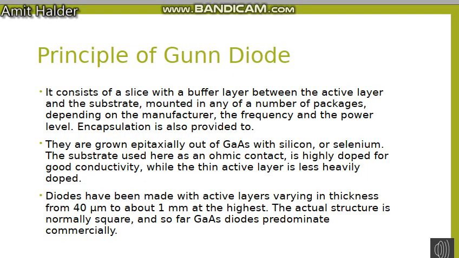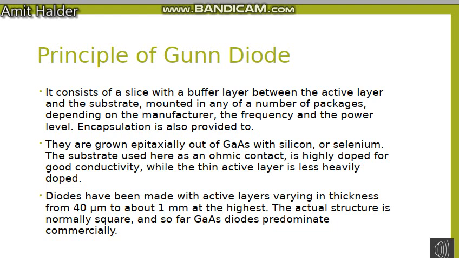Now, what's the principle of Gunn diode? It consists of a slice with a buffer layer between the active layer and the substrate mounted in any of a number of packages. Depending on the manufacturer, the frequency and the power level, encapsulation is also provided too. They are grown epitaxially out of gallium arsenide with silicon or selenium. The substrate is used here as an ohmic contact.